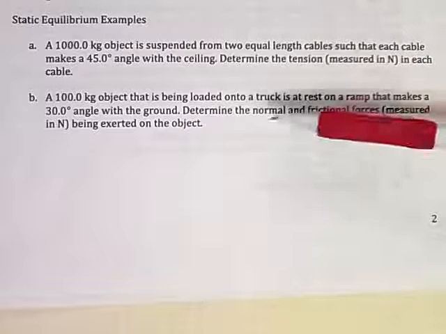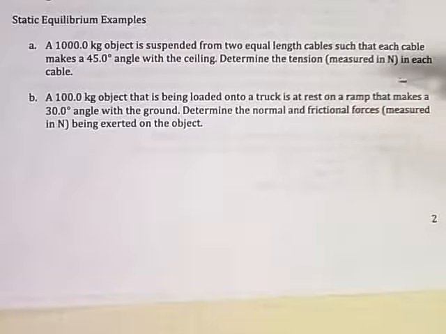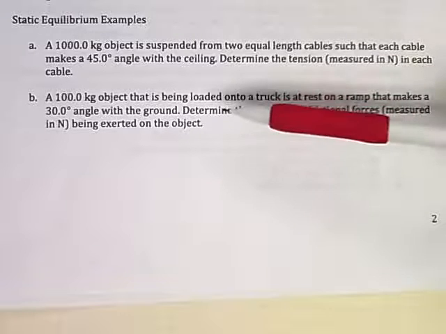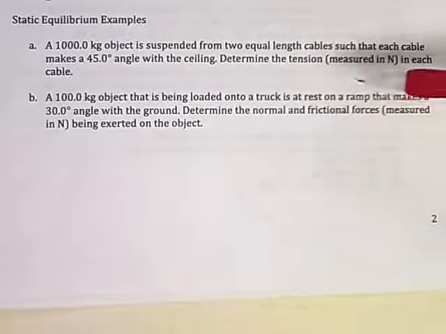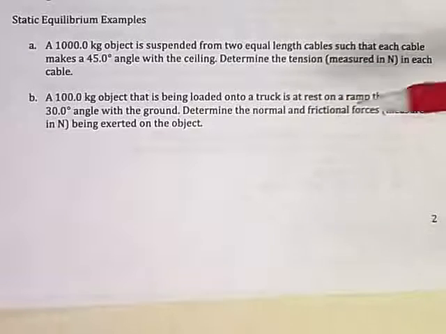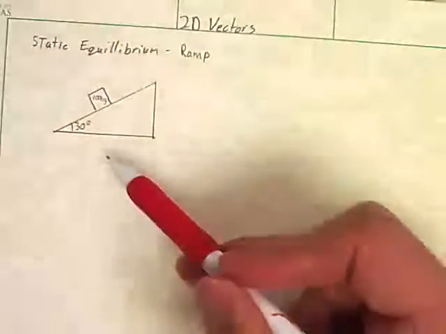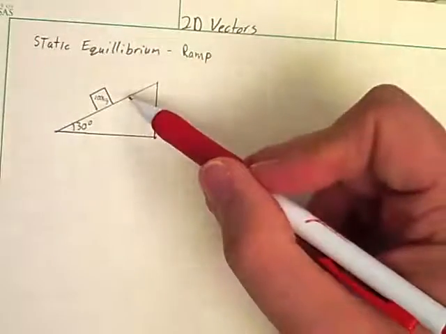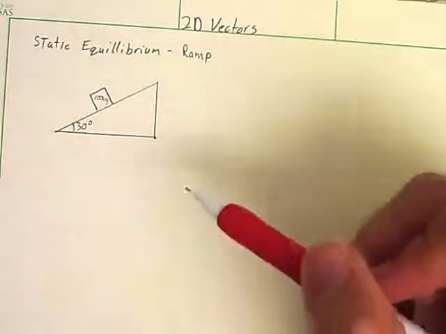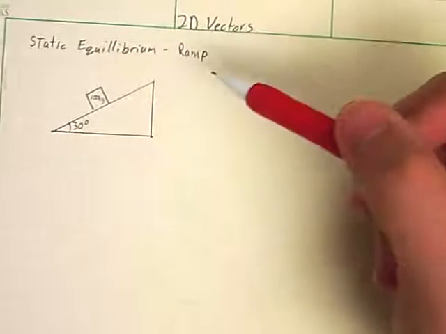Our next static equilibrium example deals with an object being loaded onto a truck at rest on a ramp that makes a 30-degree angle with the ground. Determine the normal and frictional forces, measured in newtons, being exerted by the object. So what's going on? We've got a ramp, angle of 30 degrees. We've got a 100-kilogram object sitting on it. So what forces are acting on this?